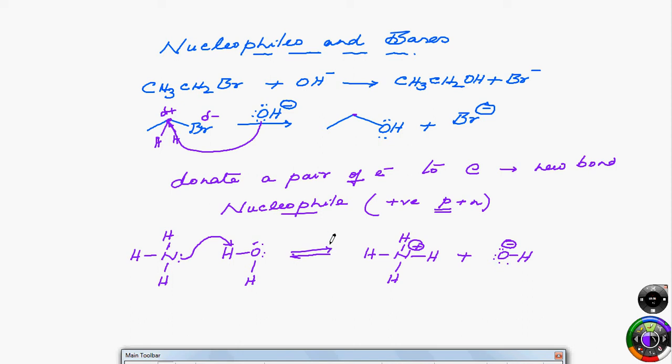Now, where is the difference? Here, this OH minus donates a pair of electrons to positively charged carbon. Here, a pair of electrons from nitrogen is donated to a positively charged proton. This species is a base. This species is a nucleophile.